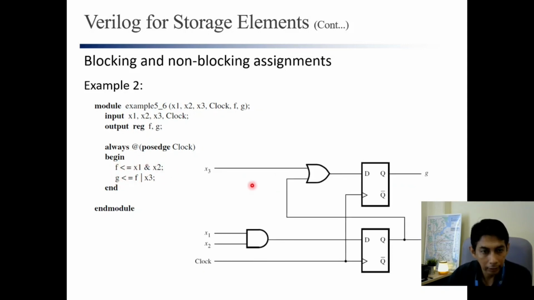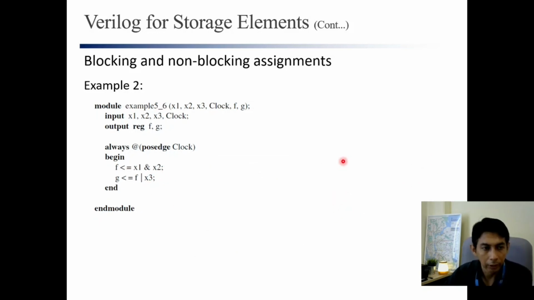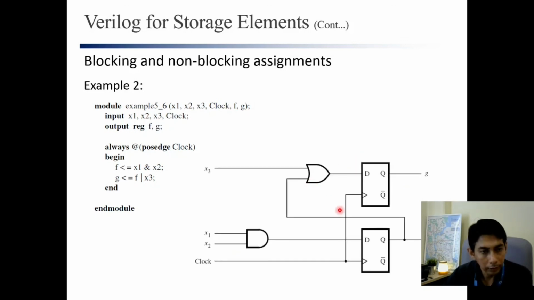But if we use non-blocking assignment, we will get a circuit something like this. The f now is the output of the flip-flop, and it is ANDed with x3 and we have g, right? That is the difference between the two. So in conclusion, when we want to design the sequential circuit, we need to use non-blocking assignment to get the correct circuit.